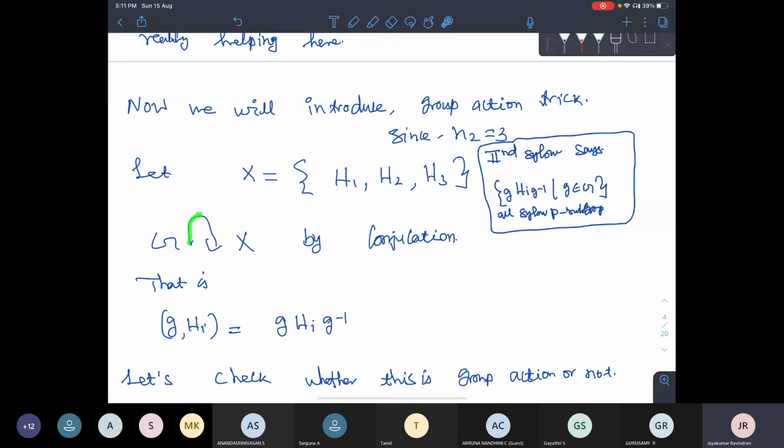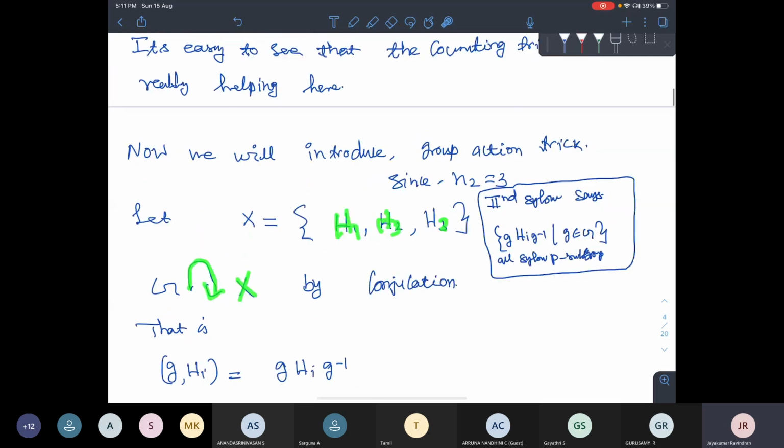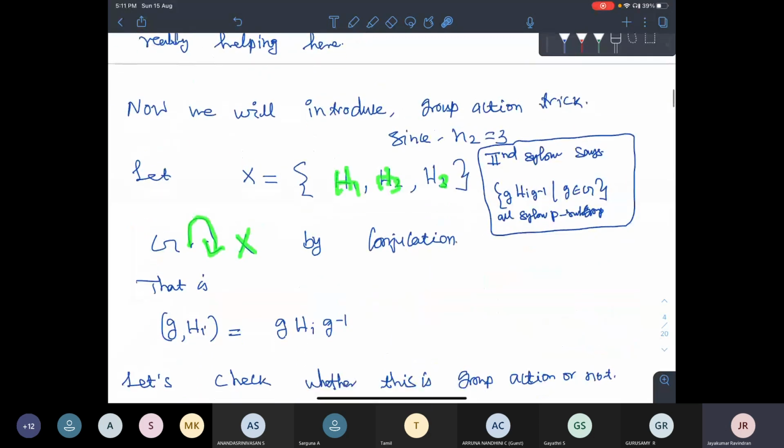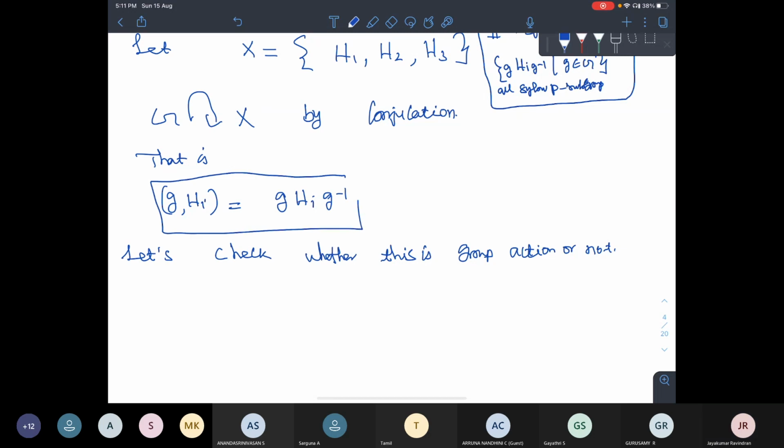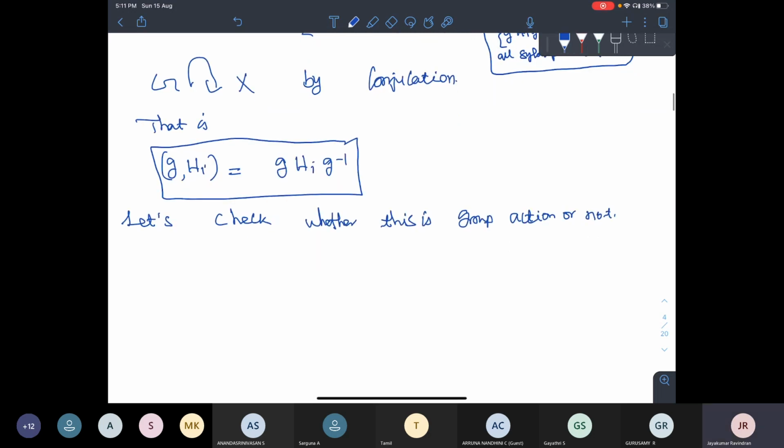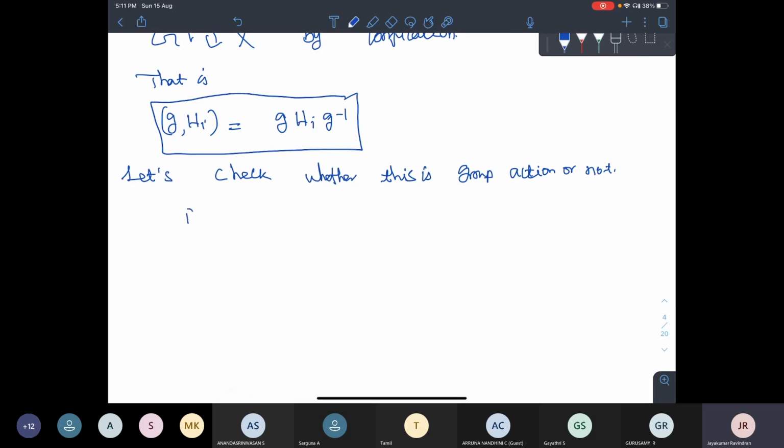First, I'm defining a group action on these three things. I know how many there are, right? There are three things. I am having a group action. Let's check whether this is a group action or not. What is a group action defined as? This is the definition: g acting on Hi is g Hi g inverse. Okay, let us check the first axiom. Hi should be Hi, but according to us, e Hi e inverse, where e is identity, you can assume that this is Hi, right? e does not do anything. So it's Hi, where e is the identity in G.